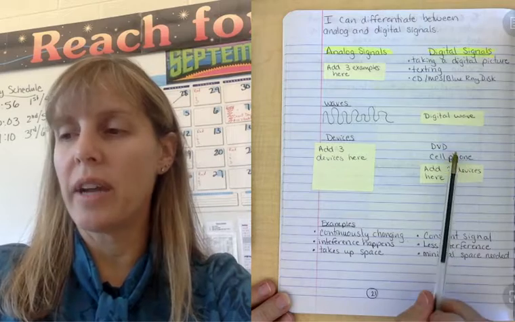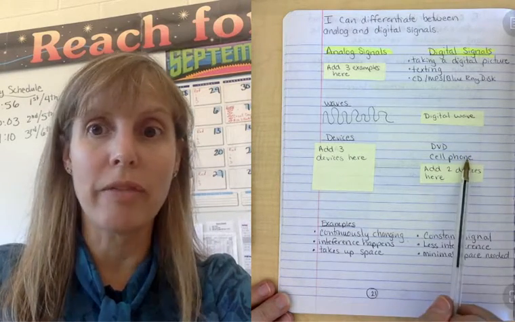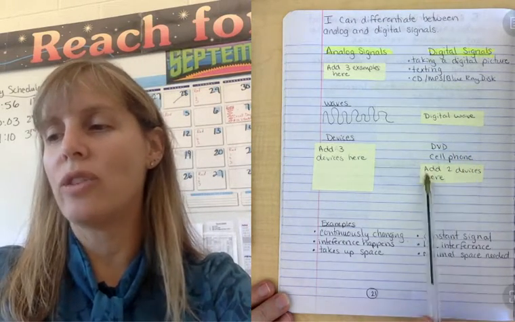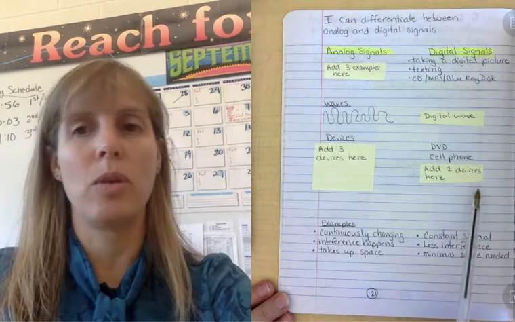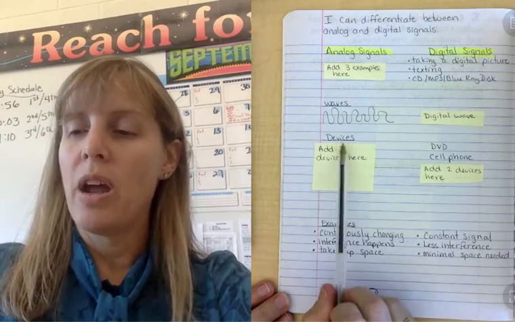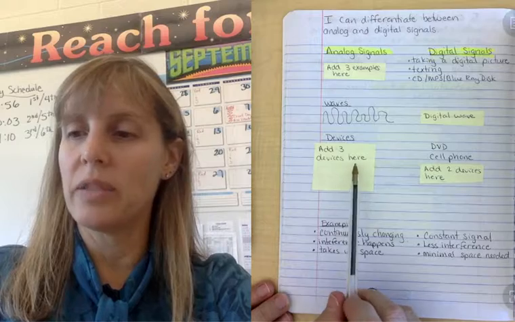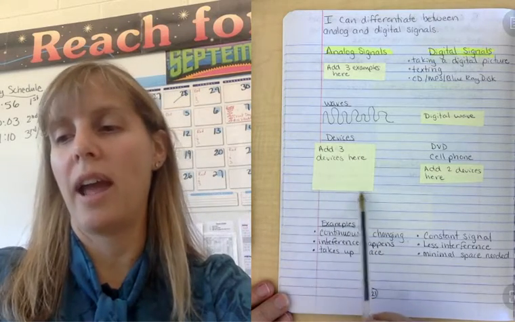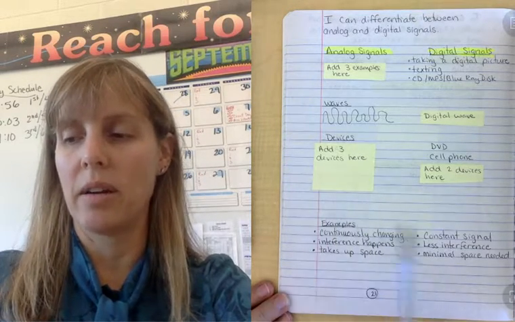Some digital devices are DVDs. Your cell phone is definitely digital. You're going to add 2 more devices here from your reading and watching videos. For devices for analog signals, you're going to add 3 devices here.